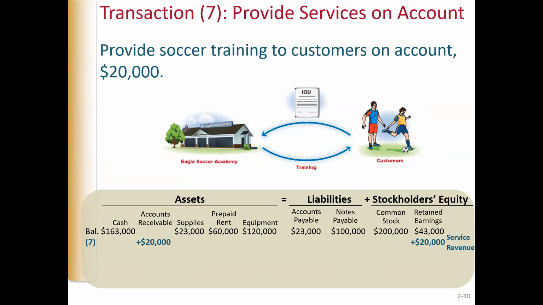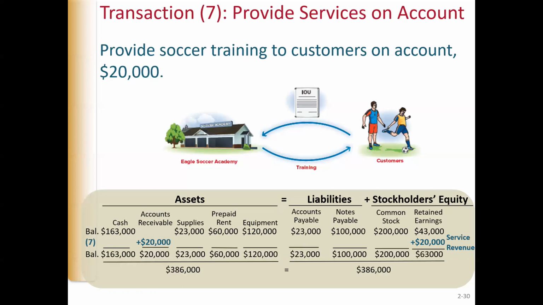We're due the cash. Accounts receivable is a resource because when this account becomes satisfied, it provides us with cash. In this case, our assets have increased 20,000 and our liabilities plus our stockholders' equity, the service revenue, has also increased by 20,000. Okay.